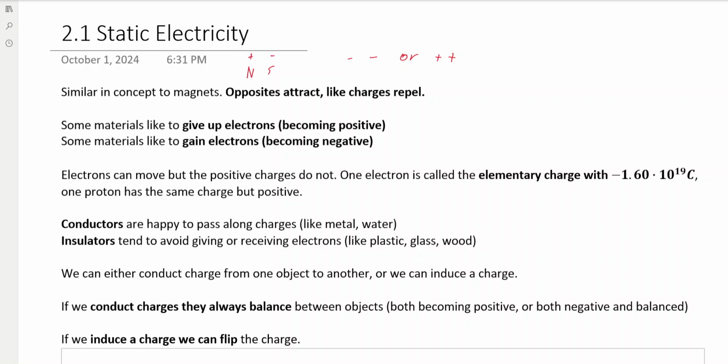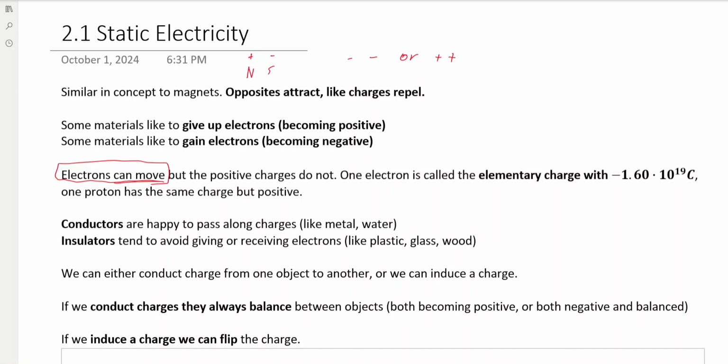Some materials like to give up electrons, becoming positive. Some like to gain electrons, becoming negative. But the main idea is that the electrons move, not the positive charges. So it either gives up or gains electrons, and that's how it becomes positive. So the positive charge can move from one spot to another, but it's because the electrons have moved from one spot to another.